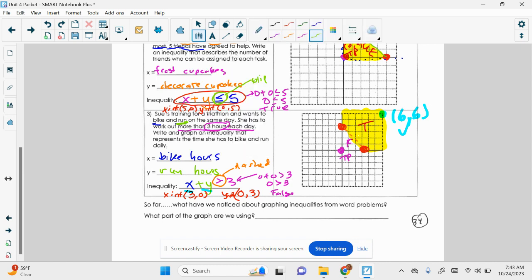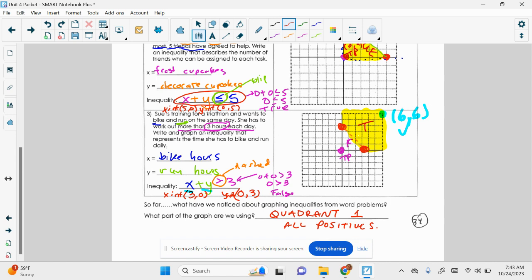So down here on our notes, it says, so far, what have we noticed about graphing inequalities from word problems? What part of the graph do we use? Well, we always use quadrant 1. And the reason it's quadrant 1 is that it's all positives.